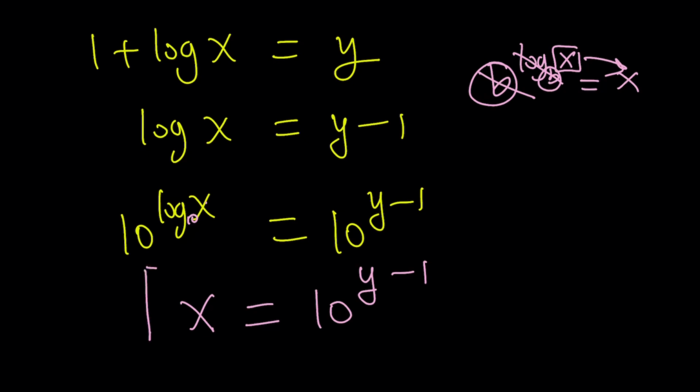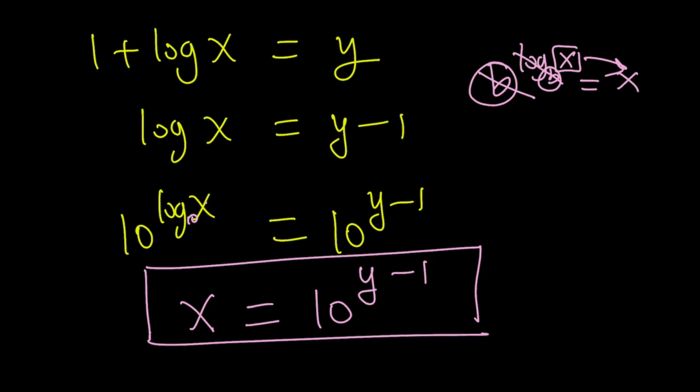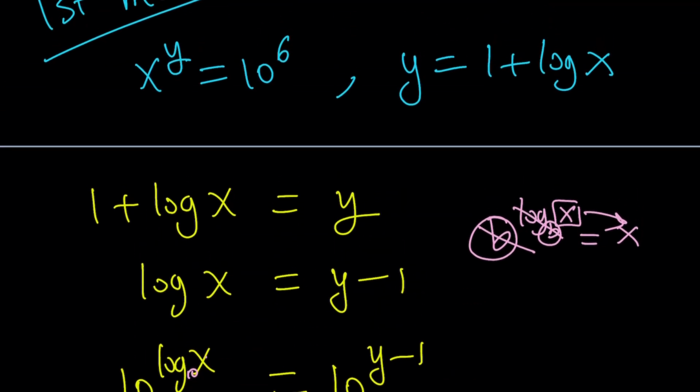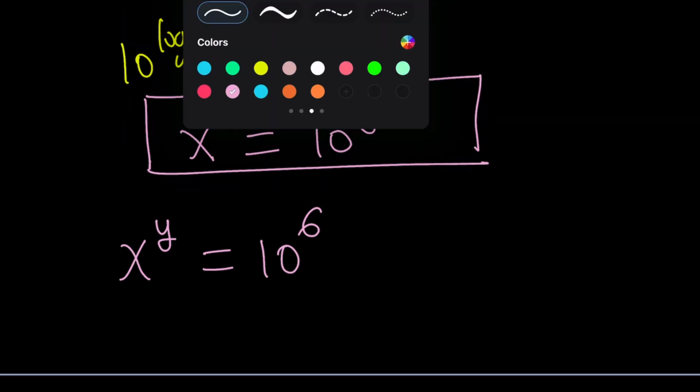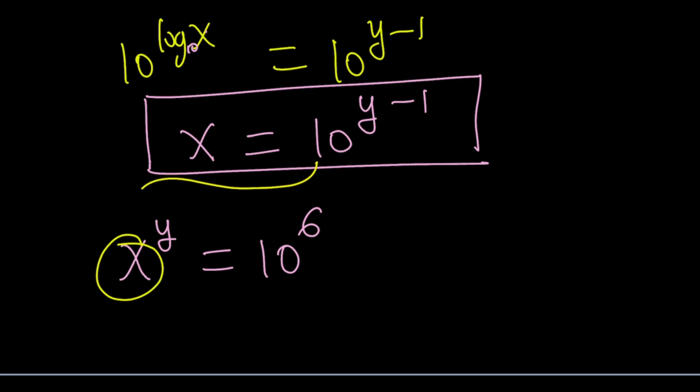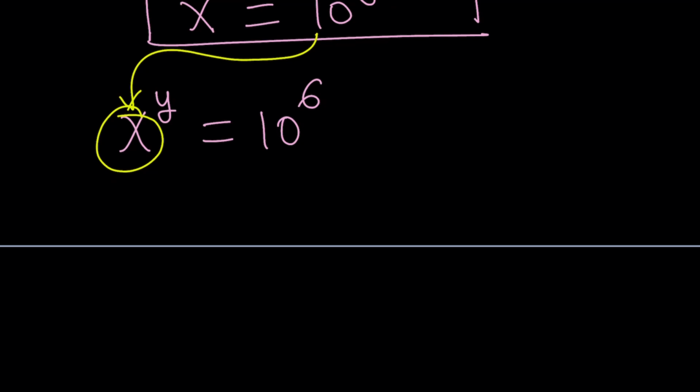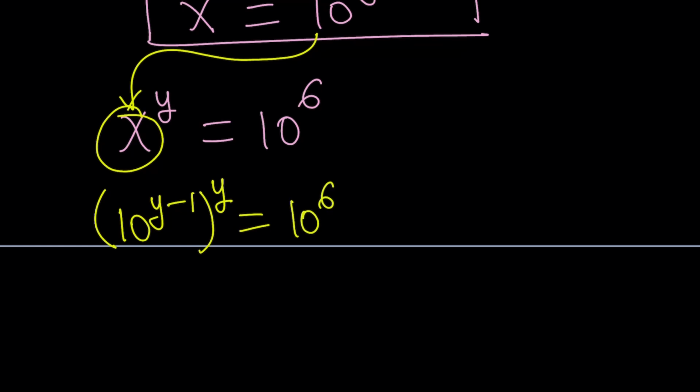So x was written as a power of 10, which is nice because our first equation has x as the base, and we have x to the power y equals 10 to the power 6. So that's nice. Let's go ahead and replace x with 10 to the power y minus 1. That's going to give us 10 to the power y minus 1, to the power y, equals 10 to the power 6. And guess what? You're going to end up with an exponential equation, which is fairly easy to solve.